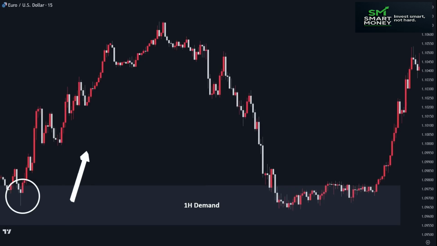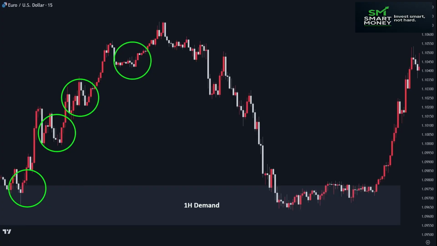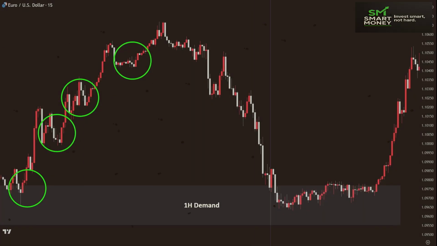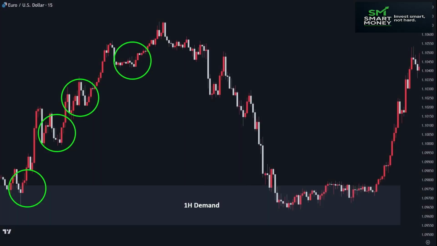The first thing we need to do is identify the market direction by marking out the breakouts and the demand areas tied to each impulse leg. Because every time price breaks a high to the upside, it forms an unmitigated demand zone at the origin of that impulse move.